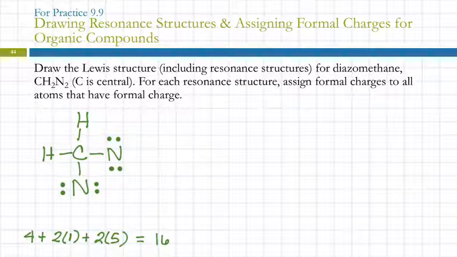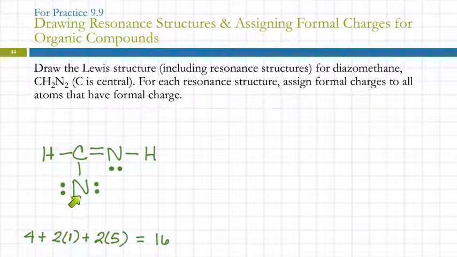Well, what can we do? We can't put anything on the hydrogens. It said carbon is central. What if we move this hydrogen to one of the nitrogens? That'd be okay. So let's do that. We'll put the hydrogen over here. Well, that helped out that nitrogen, didn't it? Now this nitrogen has 2, 4, 6, 8. The carbon only has 6, so we could take this lone pair here and share it with the carbon.